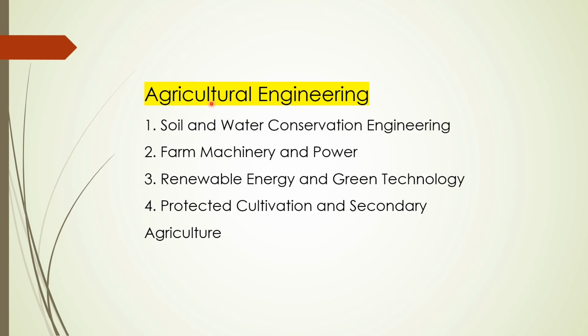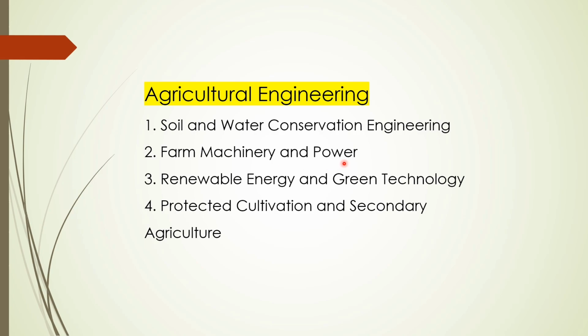And the next branch is agriculture engineering. The first subject is soil and water conservation engineering. In this subject we can learn about the types of soil erosion, the control measures, and the soil loss by the USLE.